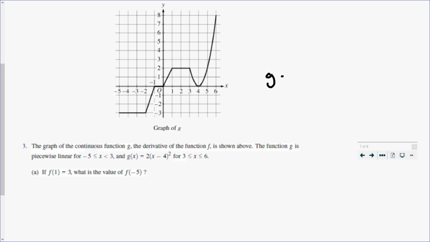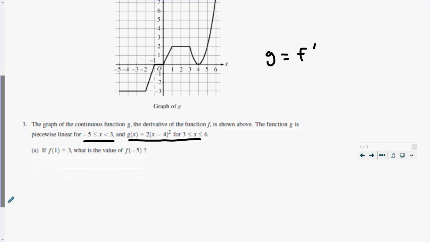So they're telling us that g is the derivative of f. And g is linear from -5 to 3, and g is equal to this parabola from 3 to 6. Now the very first question, oh my gosh, there it is. They threw it right off the bat for us. They're looking for an FTC. Because this is f prime, they want the value of f. So this is our FTC. This is like the 3rd time in a row. Question 1, 2, and 3 all have this. It's like they want you to know this stuff, right?